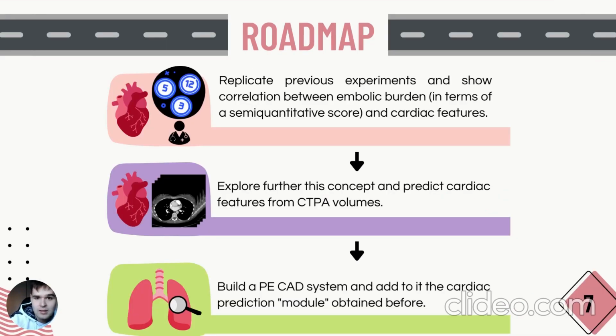So for this bachelor thesis, the idea is that it is divided in three different steps. We will first replicate these experiments of correlation between embolic burden as a score and cardiac features. Then we will explore the idea of predicting cardiac features from CTPA volumes, in this case, predicting right ventricle to left ventricle ratio. And finally, we will build a CAD system for automatic PE detection that also involves this module of cardiac assessment.